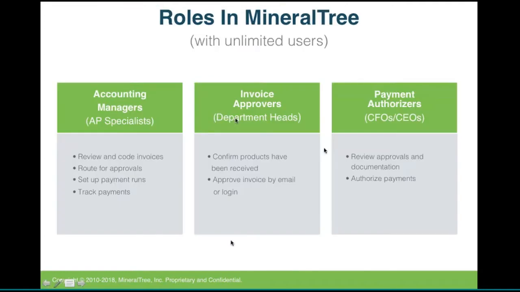So there's a few different roles here that we have. The accounting manager, that's going to be the first main user. They're going to have their own application where they have access to all the bills. They route for approval. They create payment runs. Invoice approvers are going to be very limited. Those are people who are outside of finance that just kind of sign off on bills. And payment authorizers are people like CFOs and CEOs who actually release the check run.